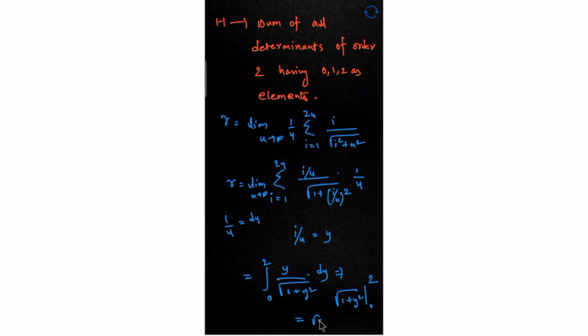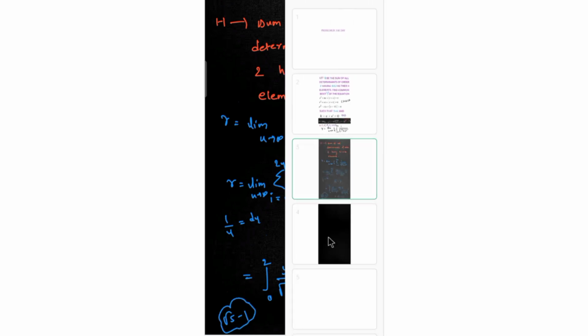You're gonna get this value to be root 5 minus, like you put 2, whole square root 5, and the other one is root 1. So which is basically root 5 minus 1 is your value of r. Alright, so this is your value of r.